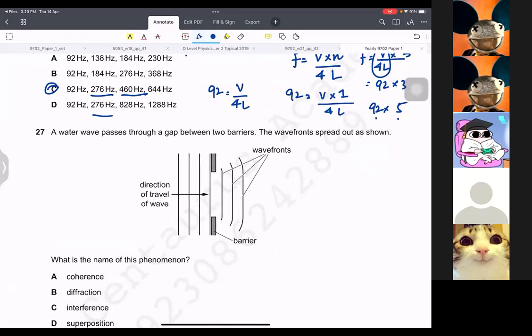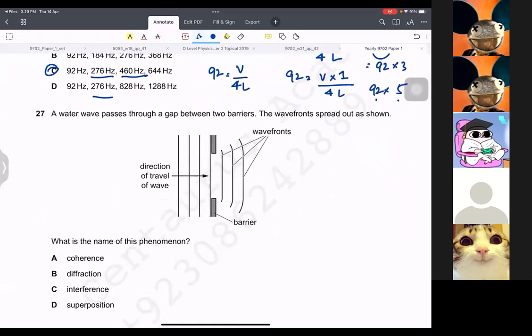Now, it says a water wave passes through a gap between two barriers. What is the name of the phenomenon? That has to be diffraction. No doubt in that. C.